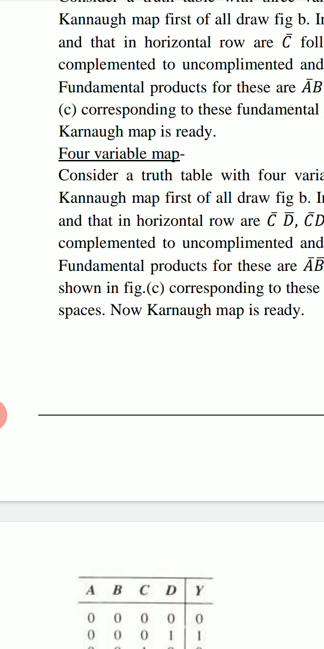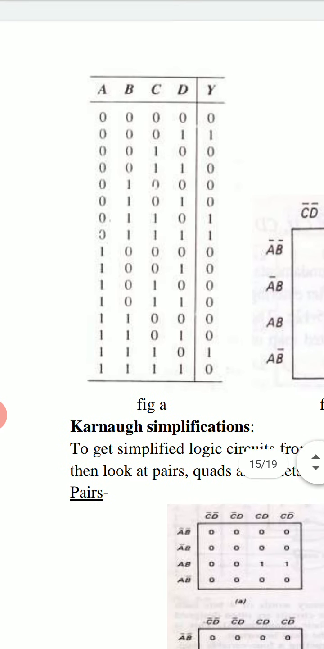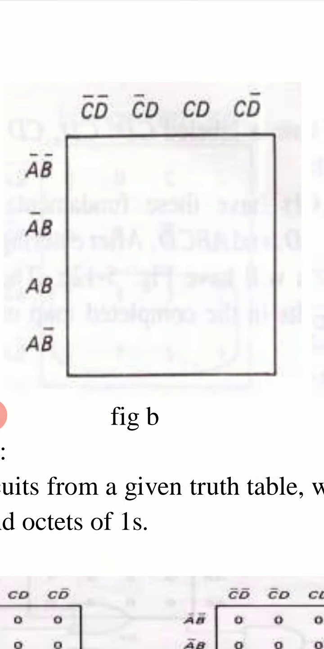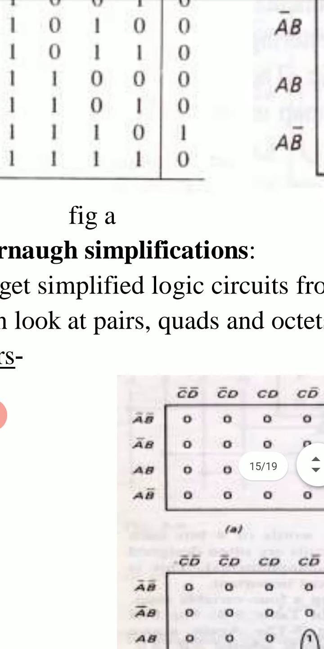Similarly, we can construct a four variable map. This is any given truth table for four inputs A, B, C and D. The four variable Karnaugh map is constructed in this way. On the left side, as a column, we write A bar B bar, A bar B, A B, A B bar, and on the upper side, as a row, we write C bar D bar, C bar D, C D, C D bar. Remember this order.